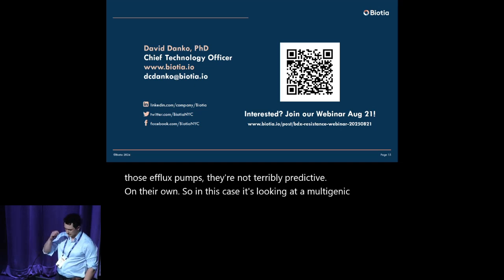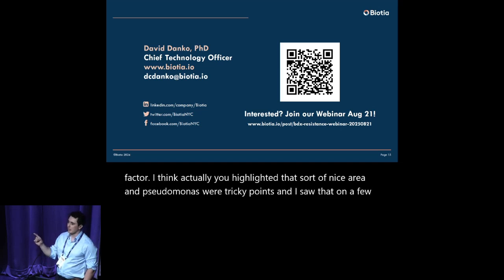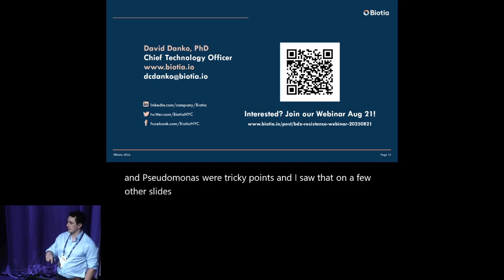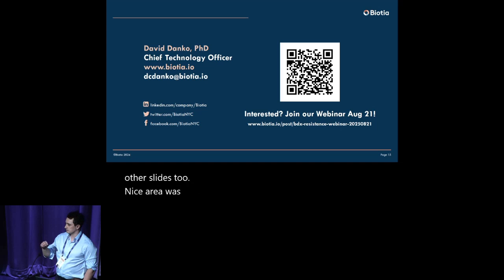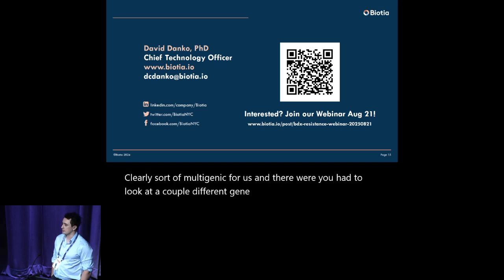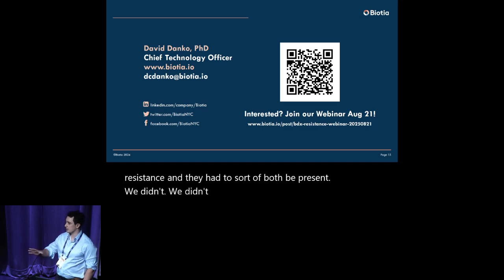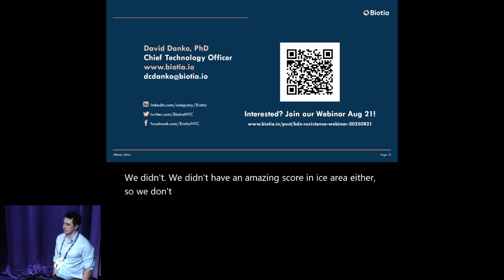I think you highlighted that Neisseria and Pseudomonas were tricky points, and I saw that on a few other slides too. Neisseria was clearly multigenic for us. You had to look at a couple of different gene classes in concert to see resistance, and they both had to be present. Oh, really? Okay. We didn't have an amazing score on Neisseria either, so we don't have it solved.